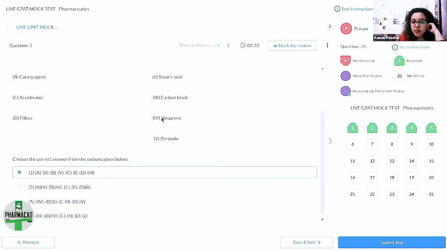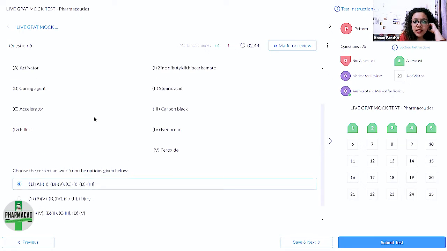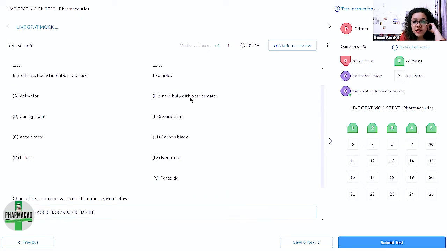Fillers में you have carbon black and all, right? Elastomers में तुम्हारा regular rubber and सब आता है. Accelerator में you have this, it is zinc actually. Okay, so in match the following, this should be your approach.